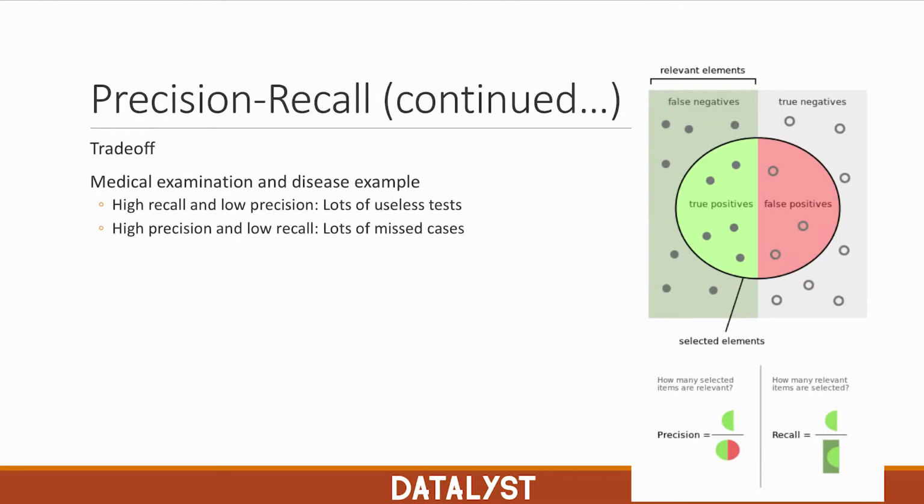So let's see an example of a medical case. Let's say that you're trying to predict whether someone has a particular disease. If you have high recall and low precision, then you're going to capture most of the cases of this disease, but you won't be very certain as to whether these individuals actually have this disease. So this means that you're going to have to conduct multiple tests to figure this out, which is costly.